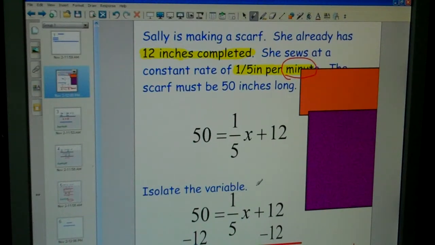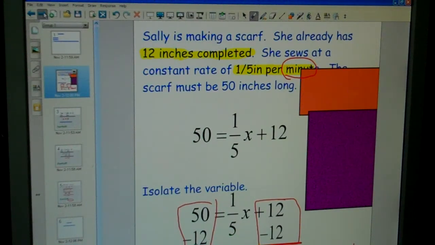Now this is review because this is only a variable on one side. The next problem is going to have variables on both sides. But I wanted you to pay attention how we did isolating the variable. Okay? We had to do the inverse operation. We have a variable on one side, we have a constant on one side.